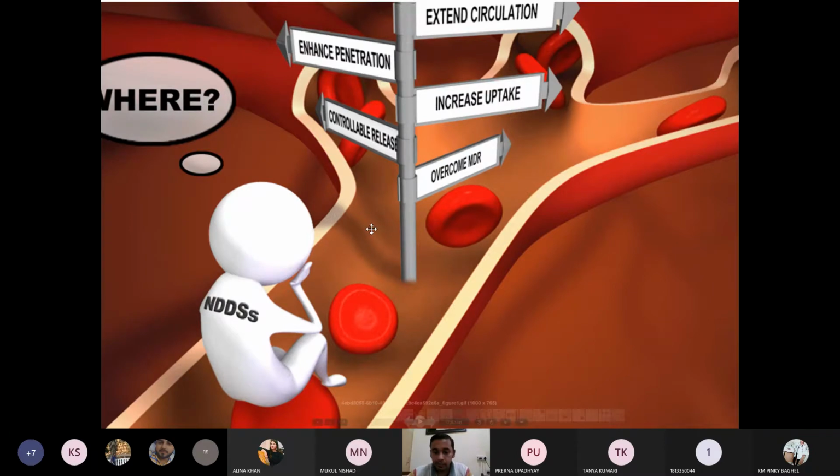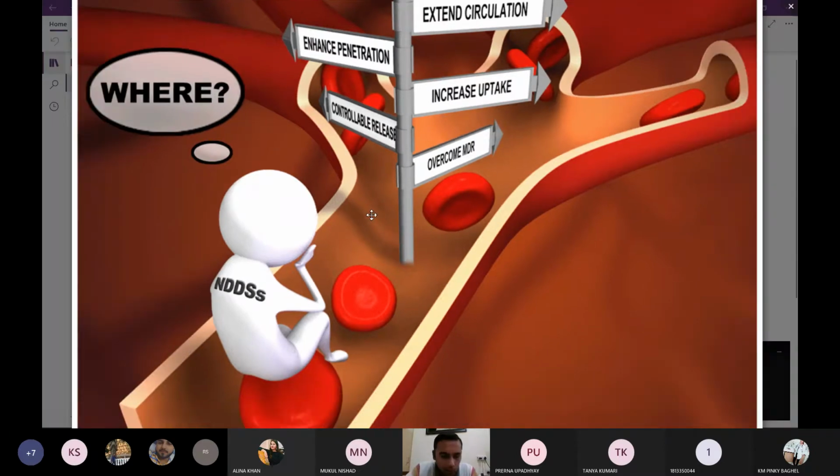The drug has to cross many barriers to reach the site of action. For example, you can see this is a blood vessel, like an artery. Now your drug molecule, for example, this is your drug molecule. Your drug molecule size is very big. If the size is very big, then it will not be able to show good penetration.